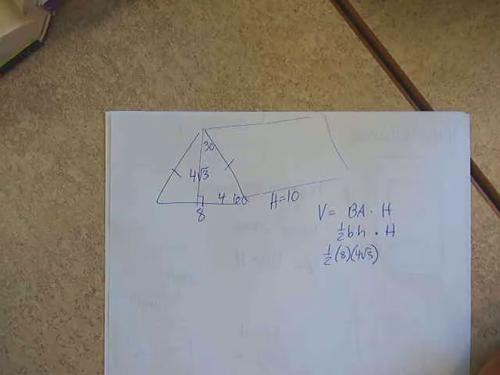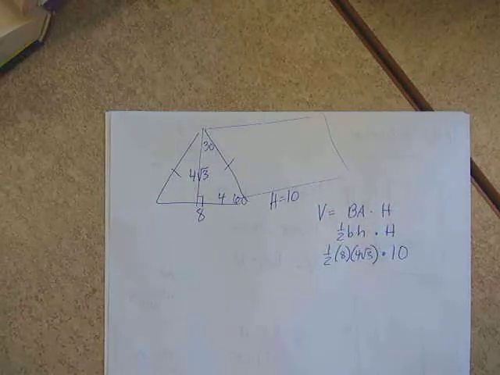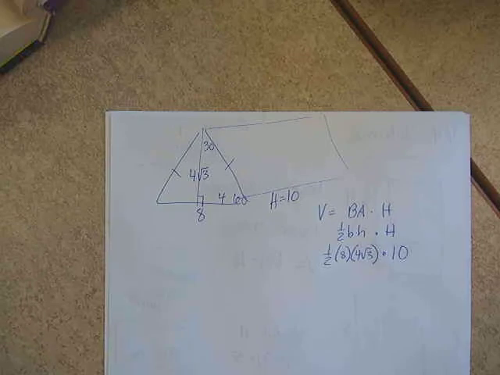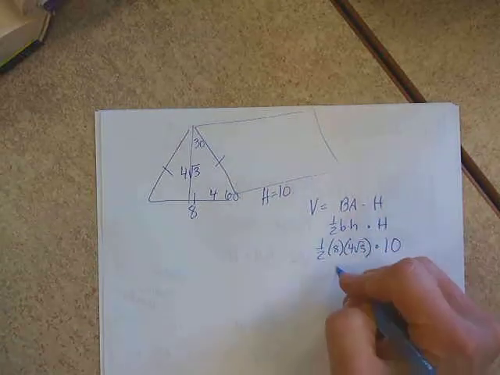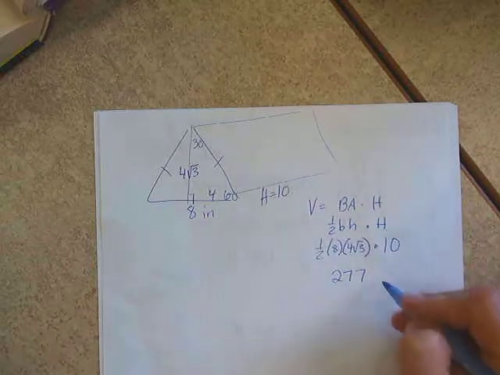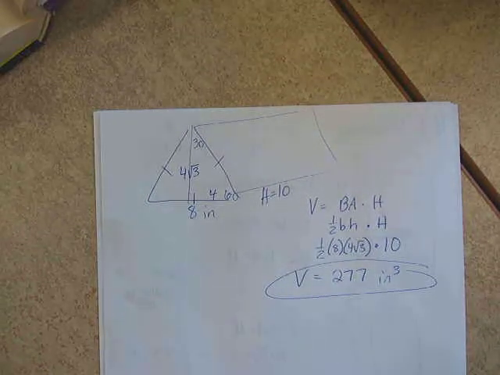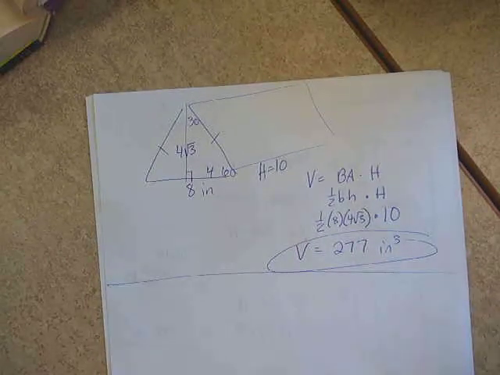My base is a triangle, so it'd be 1/2 base times height of the triangle. So that would be 1/2 times 8 times 4 radical 3 times the height of the prism, which is 10. You could do this one to the nearest tenth or the nearest whole number. We'll just say the nearest whole number. So you get to use your calculator. If you plug all that in, you should get 277. We'll call that inches.